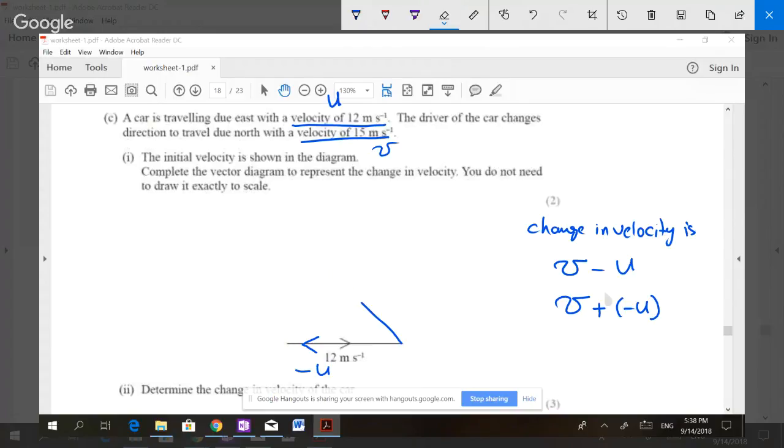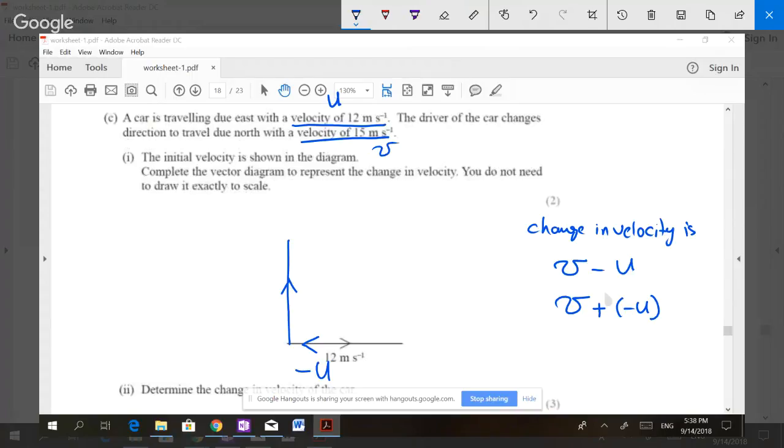Let me repeat this again. Okay, guys. We are asked about change in velocity, so v minus u. In vector sum, it's v plus minus u. So I have to reverse what? u. U was in this direction, which is east. Now it becomes what? West. Then at the head of u, I have to draw v. This is how we can add two vectors, right?